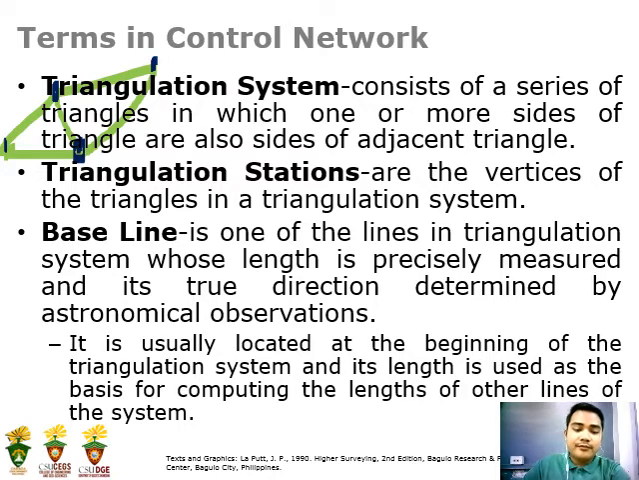Baseline is one of the lines in a triangulation system whose length is precisely measured. The key words here are whose length. Its length is precisely measured and its true direction determined by astronomical observation. In the early days, when triangulation was employed, there was no GNSS yet. So their method of determining directions, especially when there was no time line available, was by use of astronomic observation, such as solar observation, stellar observation, and so on. It is usually located at the beginning of the triangulation system, and its length is used as the basis for computing the lengths of other lines of the system.